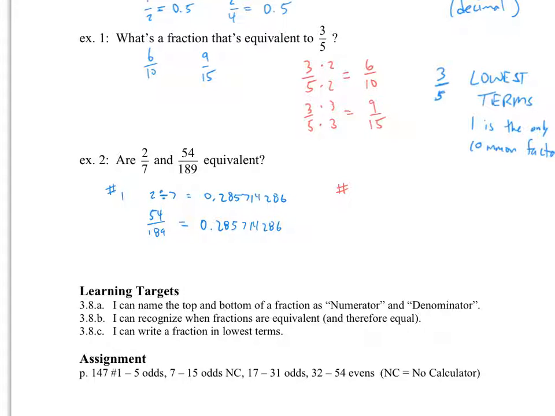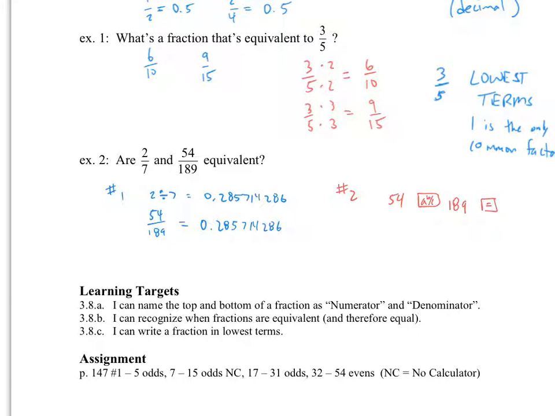Second way. Your calculator is a great tool. On your calculator, push the number 54. And then do you have a fraction button that looks like an A, a B, and a C? Looks like A, B, C, like that. Push that button. And then push 189. And then push the equals sign.